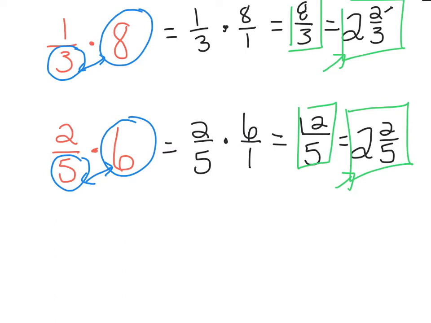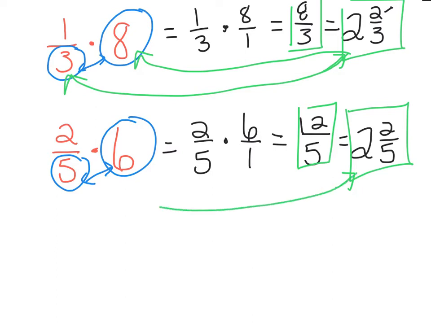But nonetheless, these two problems do still follow our rule of multiplication with fractions and whole numbers. The product is greater than the fraction factor, but less than the whole number factor. 2 and 2/5 is greater than 2/5, but less than 6.